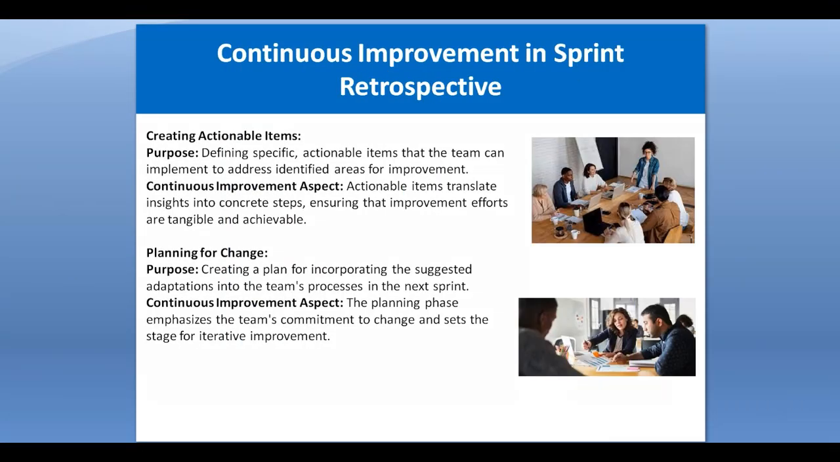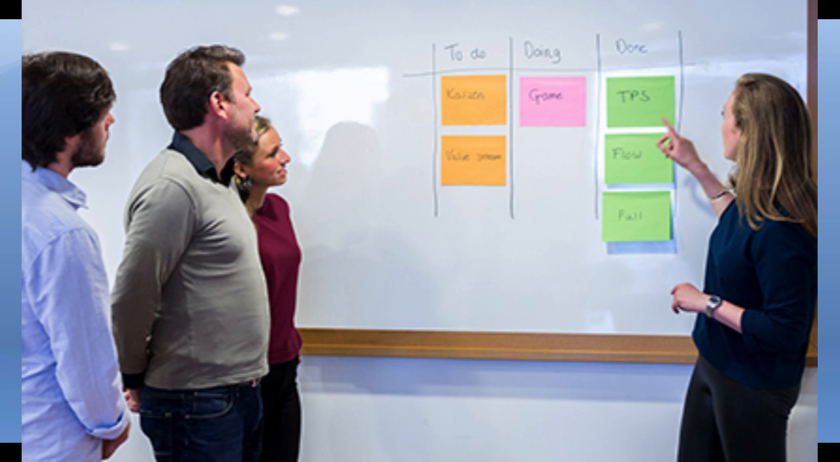Then creating actionable items. Once you have the insights about the performance of the team, you can create actionable items that the team can implement to address the identified areas for improvement. Actionable items translate insights into concrete steps, ensuring that improvement efforts are tangible and achievable. Here, friends, actionable items are very important. Basically, you have identified a few areas for improvement, so what is the action on that item? What can you do in this scenario?